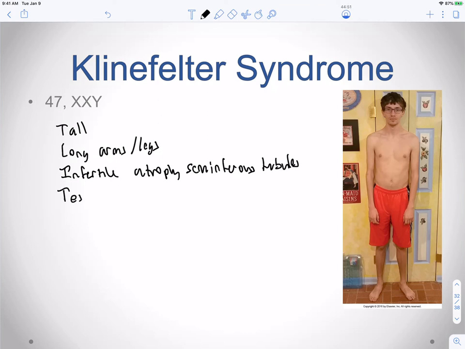Testosterone is going to be low. It has a side effect of developing breasts in 1/3 of Klinefelter syndrome patients, and so you have an increased risk of breast cancer. Intelligence is going to be normal, and you can have some disabilities with verbal skills, with talking.